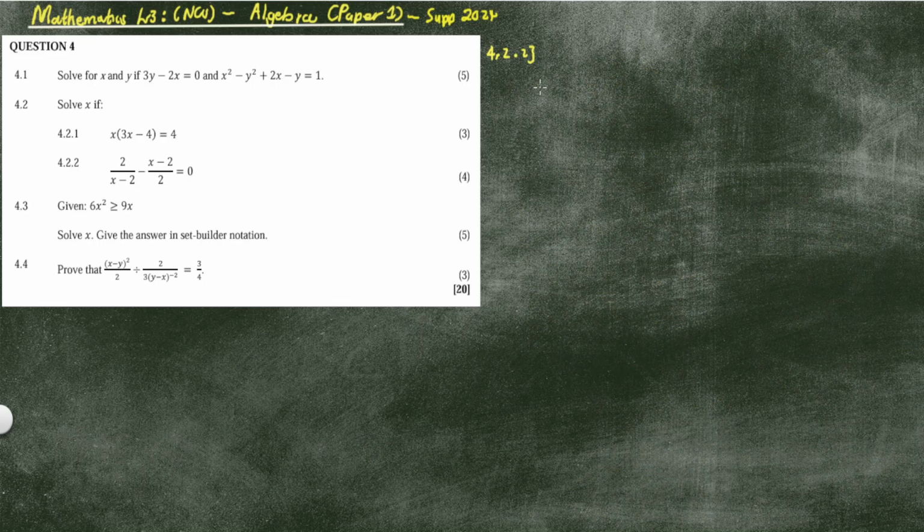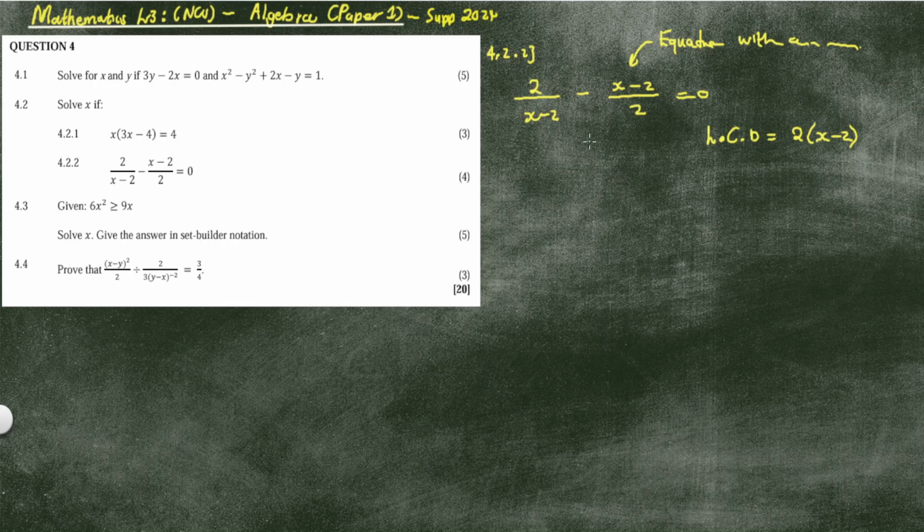4.2.2, and then we have 2/(x − 2) − (x − 2)/2 = 0. This is an equation with a fraction. When it comes to an equation with a fraction, we need to simplify the fractions. How do we do that? We start off by finding the LCD. The LCD in this instance is going to be 2(x − 2).